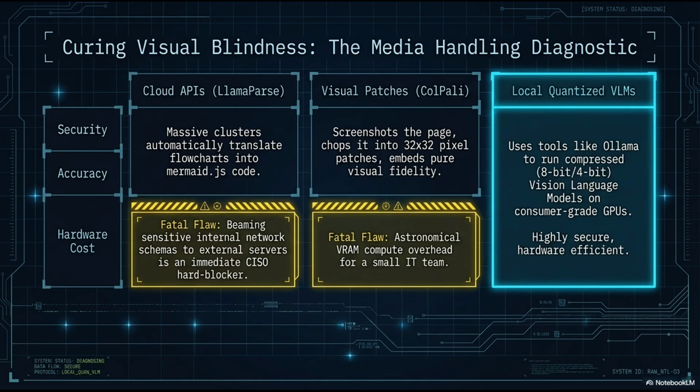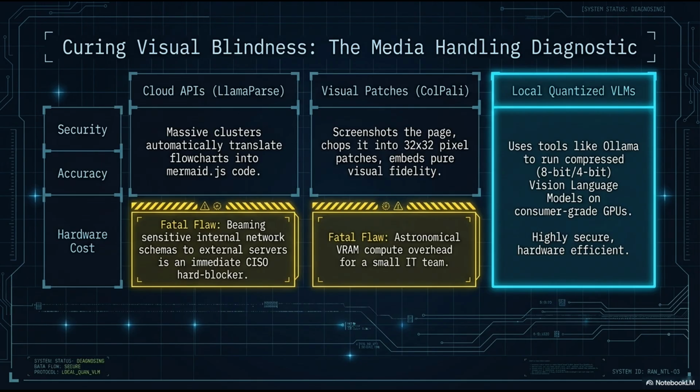Ollama allows you to run these quantized VLMs locally on standard consumer-grade GPUs. So you run a quantized VLM via Ollama. It translates the internal images into text descriptions, stitches them back into the Markdown, and then you vectorize the text. All of your proprietary architecture data stays strictly inside your corporate firewall. Exactly. It's secure and highly effective.